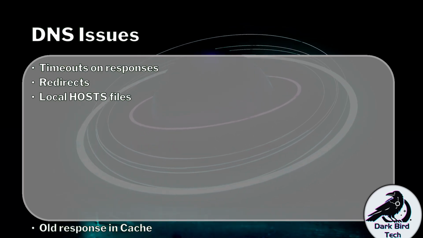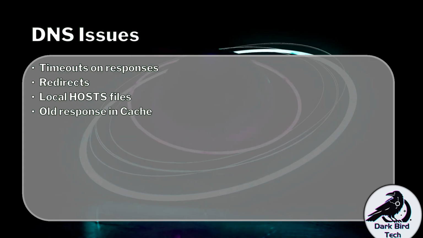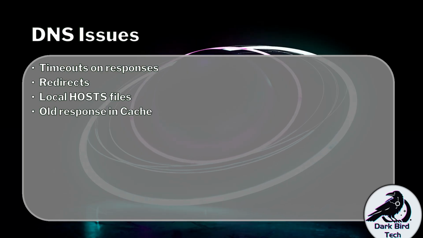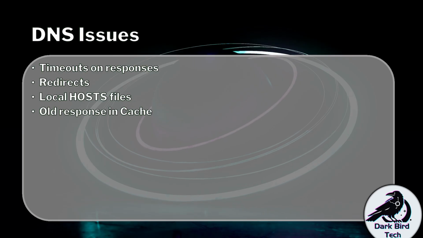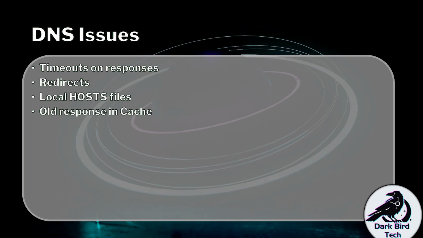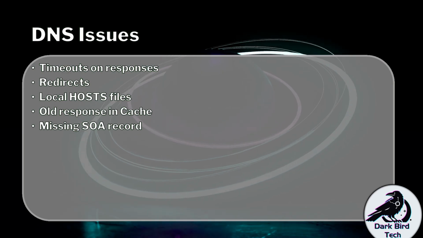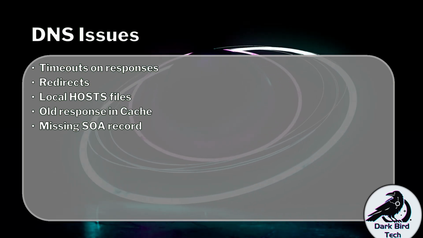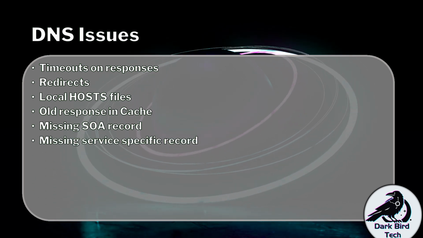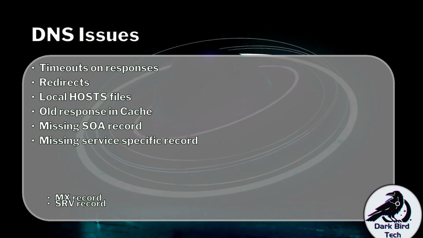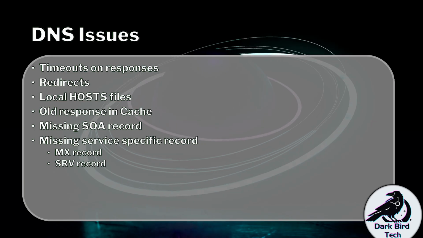Also, you might be getting results from an old response that is being kept in your cache. Hence why I mentioned the ipconfig /flushdns earlier in this video. You also might be trying to get an authoritative answer for security purposes, but the DNS server you're talking to does not have the start of authority record configured on it, or it's misconfigured, one of the two. You also might have a service record that you're looking for specifically that is missing, such as an MX record for email services or an SRV record for very particular services.